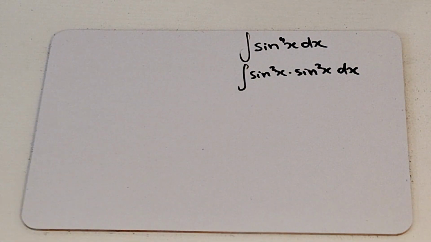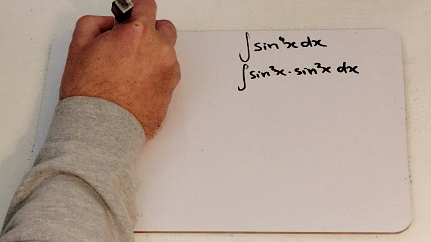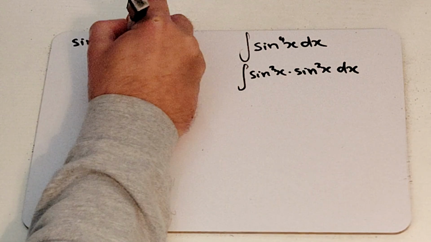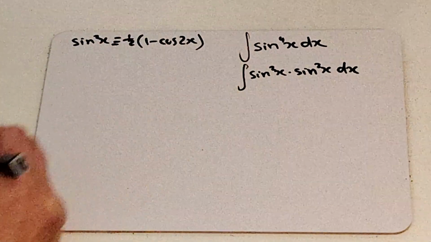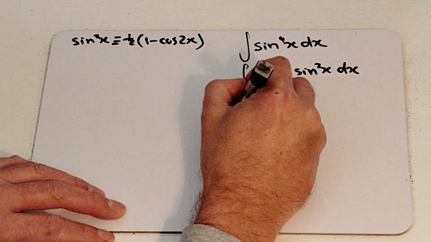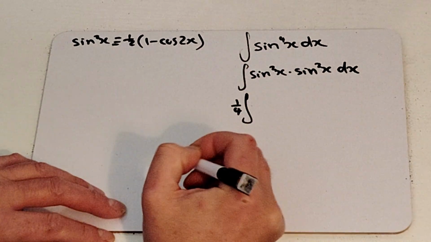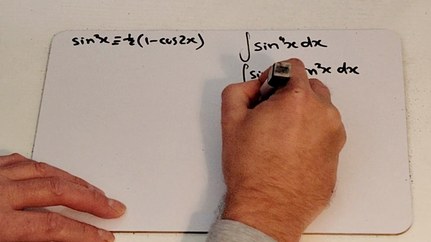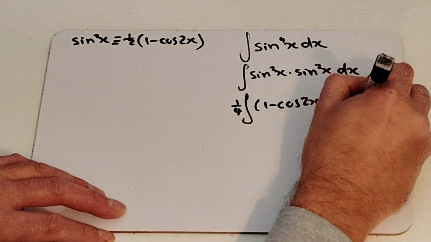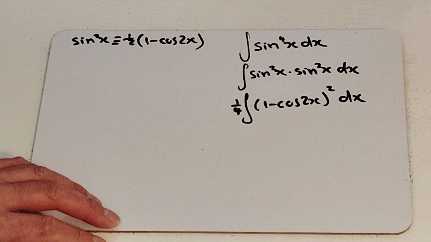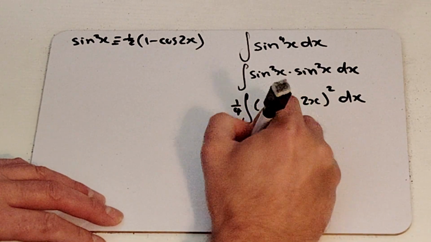So that allows us to use a substitution which we're familiar with. I know that sine squared x, from earlier on in the video, is equivalent to a half brackets 1 minus cos 2x. So if we plug that in place of sine squared x and multiply them out, I end up with a quarter at the front from my half times a half, and then 1 minus cos 2x all squared dx.